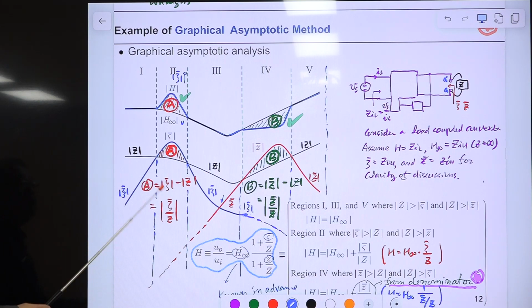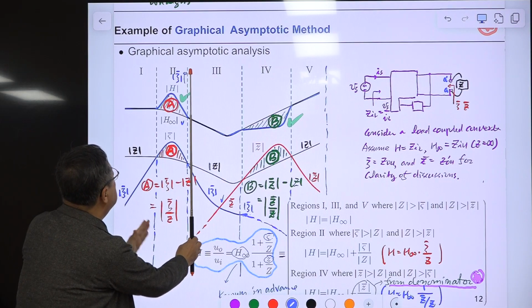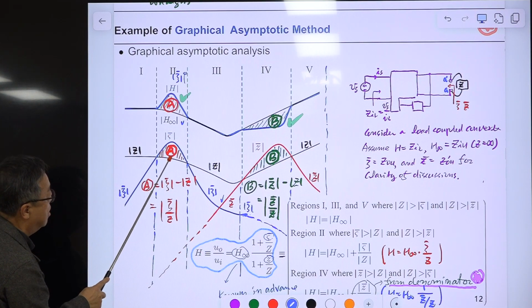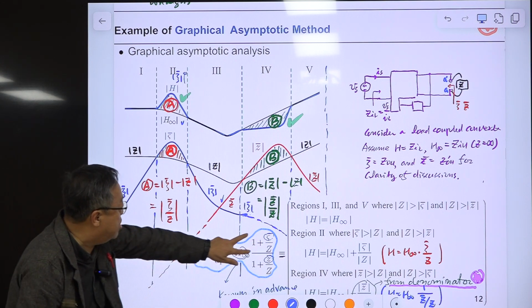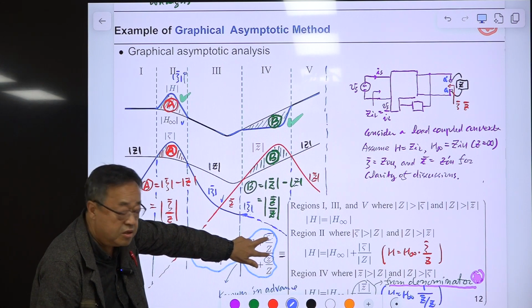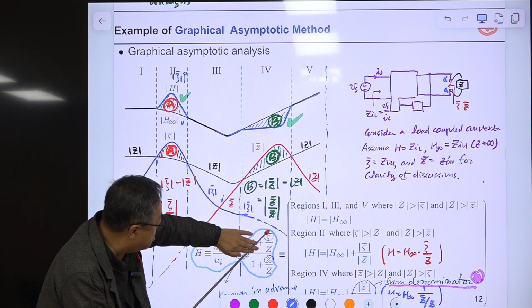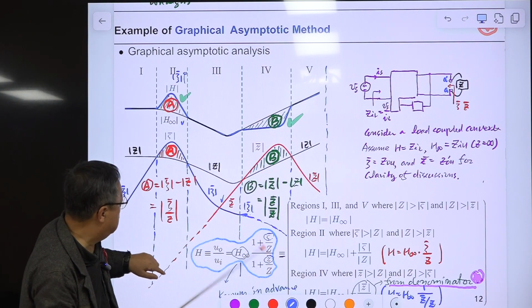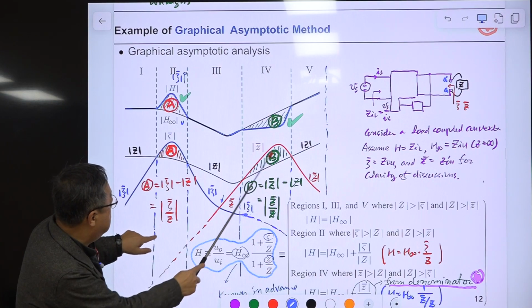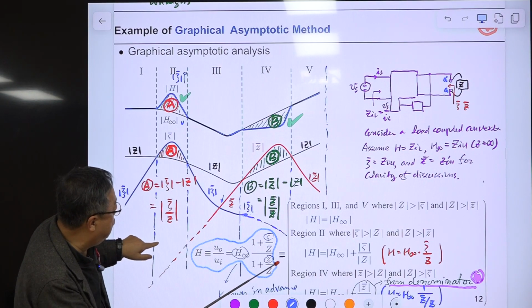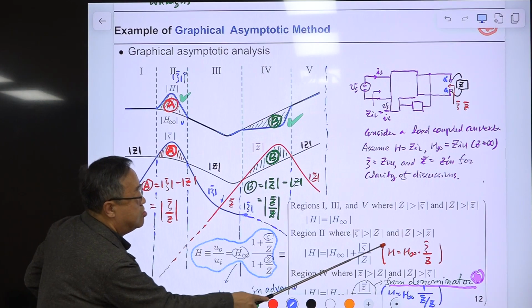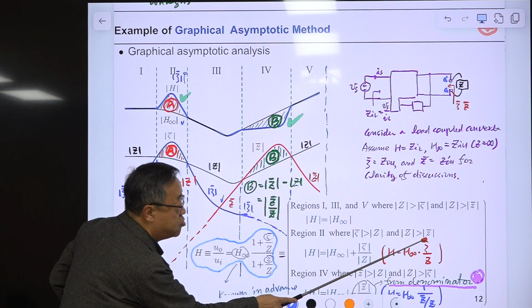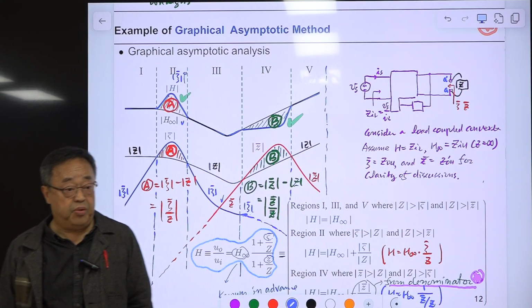So in region 2, this guy is bigger than this. Then this term is stop talking, so this is ignored. So this guy is coming here, but G is much lower than this. We ignore this. Then this is the expression of H using H infinity and two driving point impedances.